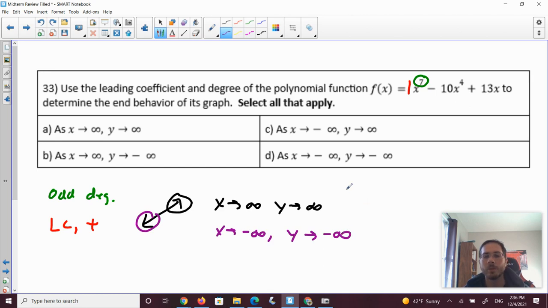So I got to be really careful and read these correctly in order to pick the right choice. So for the first one, as x goes to infinity, y goes to infinity. So x infinity, y infinity, that's the one I want. As x infinity, y negative infinity, I don't want that one. As x goes to negative infinity, y goes to infinity. I don't want that one. As x goes to negative infinity, y goes to negative infinity. I do want that one. So two choices in this one. There's usually two choices for an end behavior question because you probably want one as you go to the left and one as you go to the right.